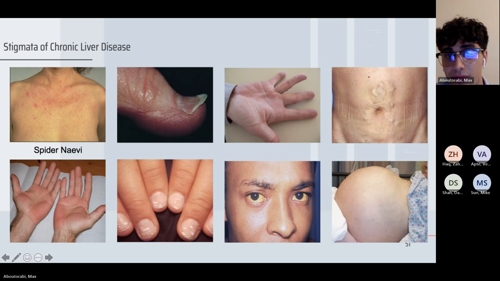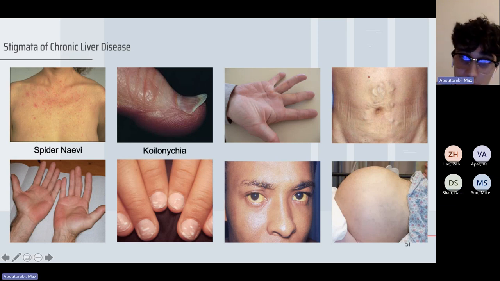Koilonychia? Yeah, so it's koilonychia. Again, this is a common sign that when you're doing your OSCE examination and you're looking at the hand, you definitely want to keep an eye out for these, and clubbing or any kind of nail changes. Picture three, this one with the hand.